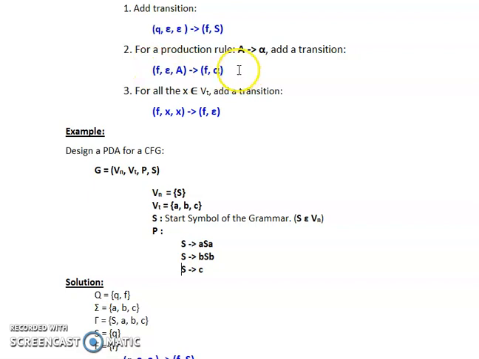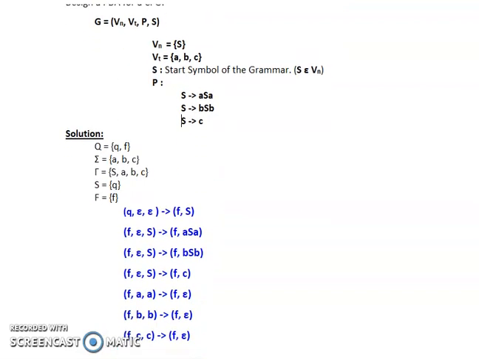So now you need to add a transition f comma epsilon comma the left hand side, here A, and then it goes to f comma alpha, that is the right hand side. So for each and every rule we have to do this. Let's do it for the first rule. Your f is copied as it is, then epsilon, and then the left hand side of your production rule S goes to f, and then the right hand side of your production rule, that is alpha. So you have copied the value aSa over here.